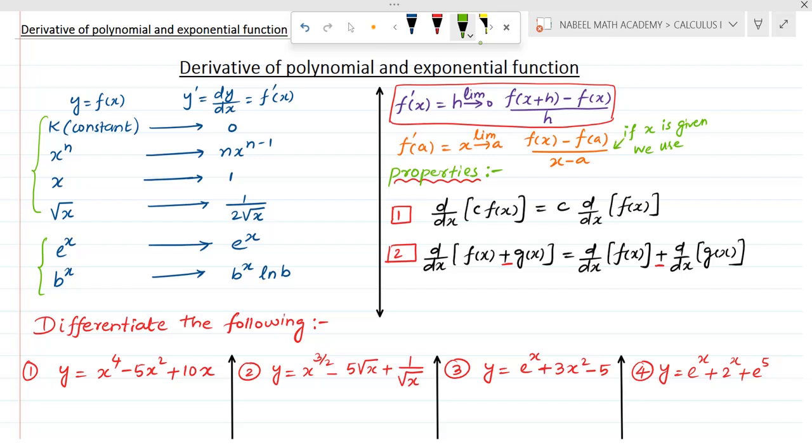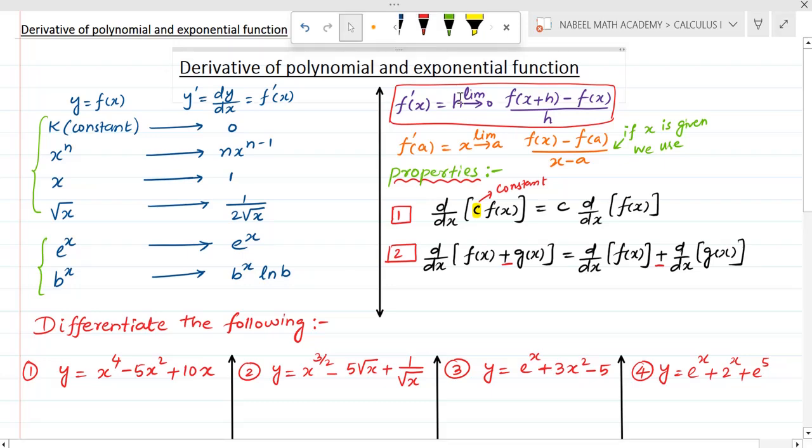Now there are two very important properties of the derivative. If c is a constant and you are applying the derivative, you take the c outside and only apply the derivative to the function. And if you have two functions f and g, it is the linear property of the derivative. Now let us go to the first problem.